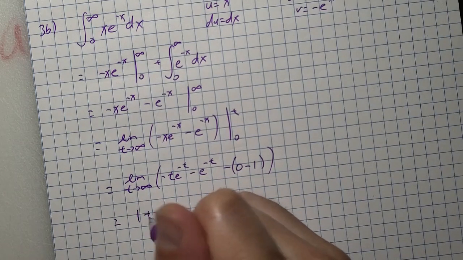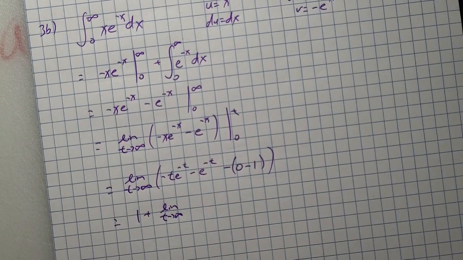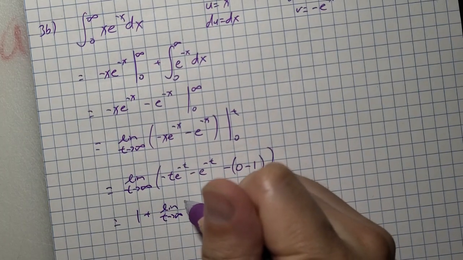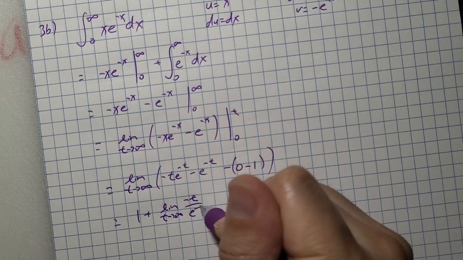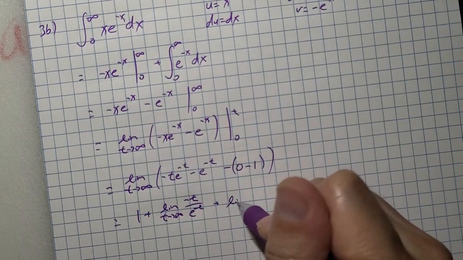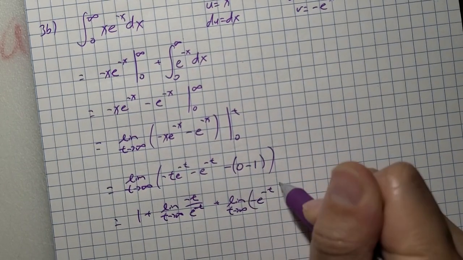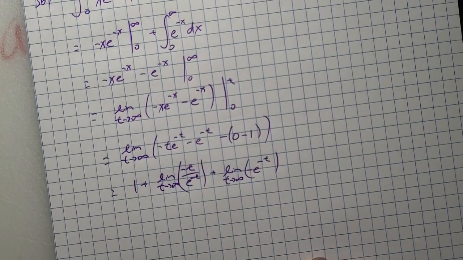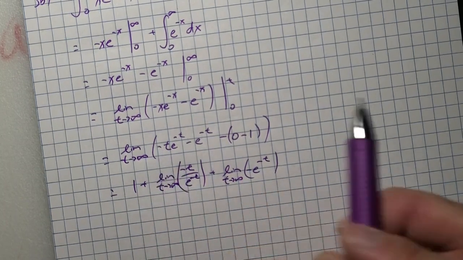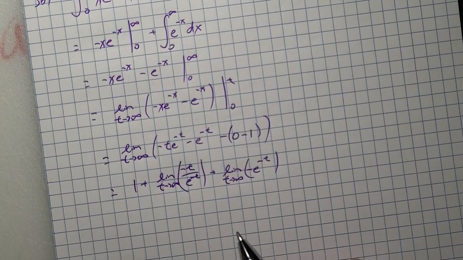It will be 1 plus limit as t goes to infinity of minus t over e to minus t, and then plus limit as t goes to infinity of minus e to minus t. Okay, we can break up the limit like that. We distribute, but not distribute. We can, by properties of limits, take the limit of this, plus limit of this, plus limit of this. That's what we did here.